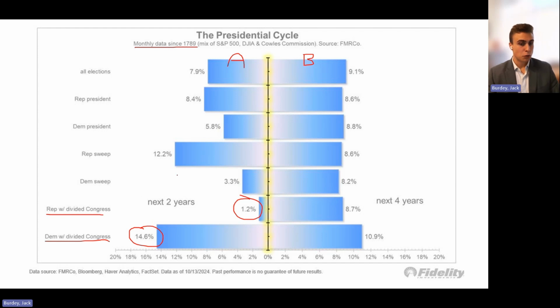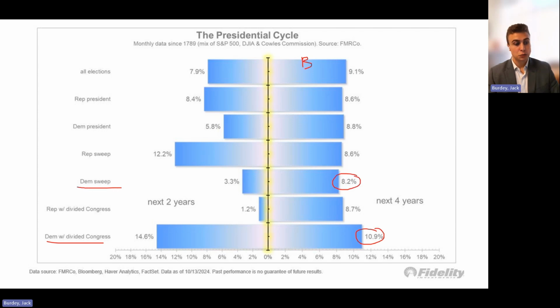However, let me show you why it's important that we compare period A to period B. Let me just clear my screen here. So for period B, the highest average annual return has been, again, a Democratic president with a divided Congress at 10.9%, while the lowest has actually been a Democratic sweep at 8.2% per year on average over those 4 years.